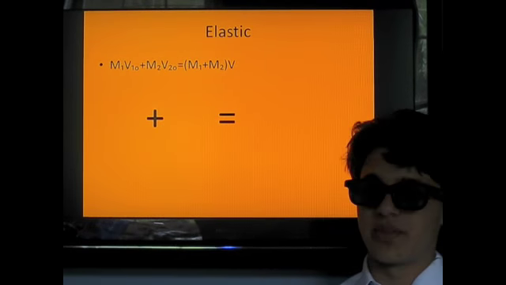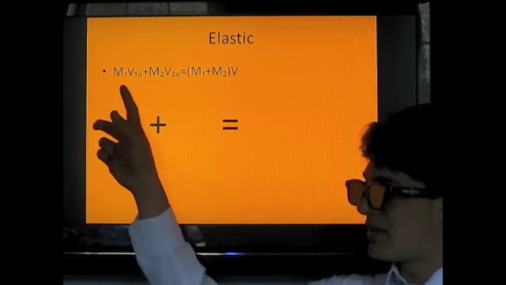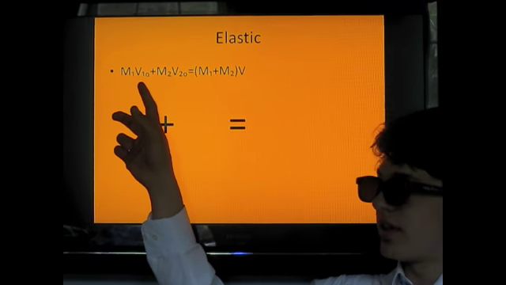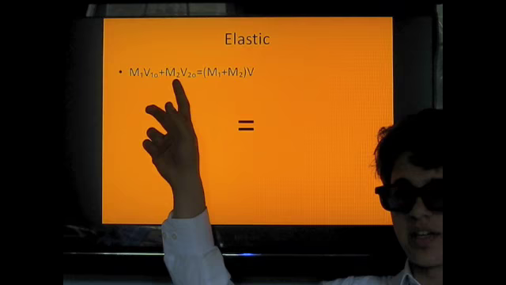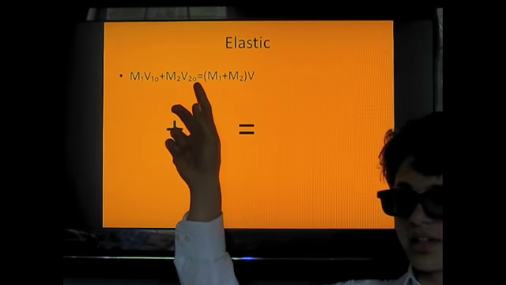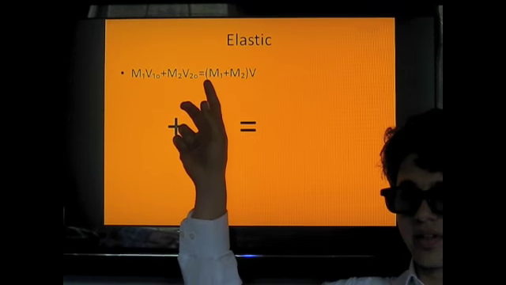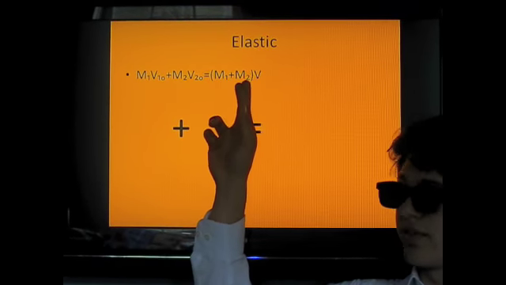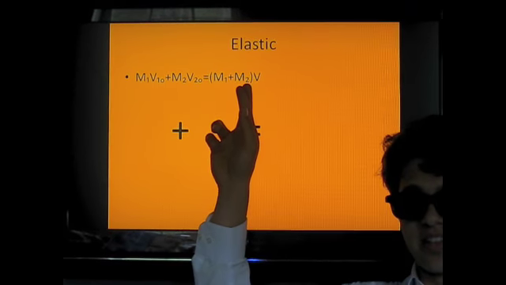For the elastic equation, we have the mass of object 1 times the initial velocity of object 1 plus the mass of object 2 times the initial velocity of object 2. And when they collide, this equals the mass of object 1 plus the mass of object 2 together, and their velocities are now the same.